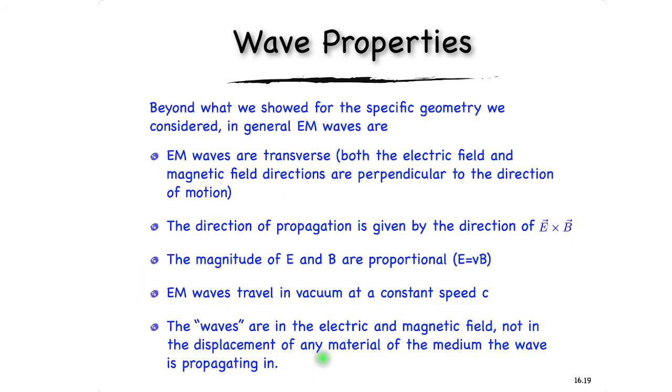One more. The waves are in the electric and magnetic field. They don't require some medium to propagate through. So you can have electromagnetic waves propagating through a vacuum. You cannot have sound propagate through a vacuum because sound is the collision of air molecules, or whatever material the sound is transmitting through, bouncing off of each other. If you take away the material, you take away the ability of the wave to propagate. Not true for electromagnetic waves, because you can have electric fields and magnetic fields in vacuum. They don't require matter, so they can propagate through a vacuum.